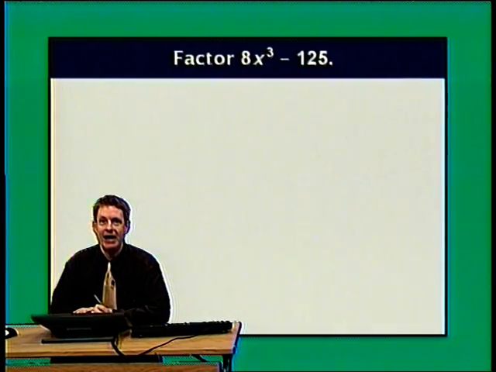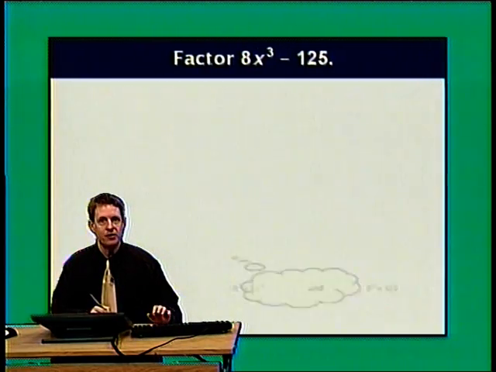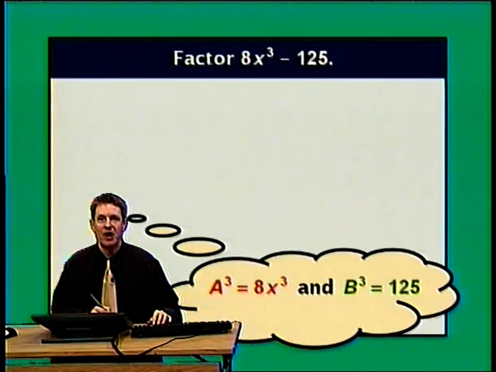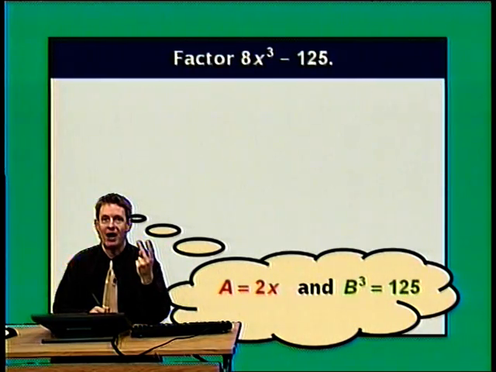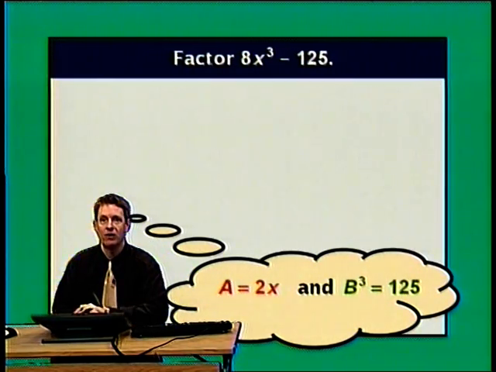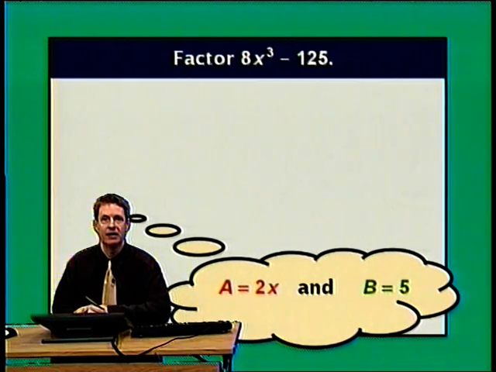Let's factor 8x cubed minus 125. Is this a difference of cubes? Well, what can I cube that would give me 8x cubed? Since 8 is the cube of 2, I guess a would have to be 2x. What do I cube that gives me 125? Well, that 5 at the end makes me think 5, and 5 times 5 is 25, and 25 times 5 is 125. So b is 5.